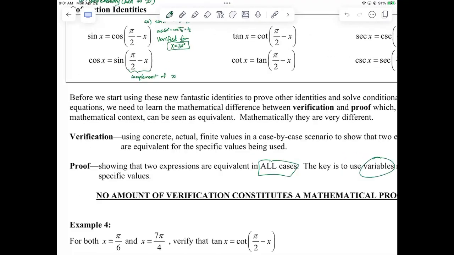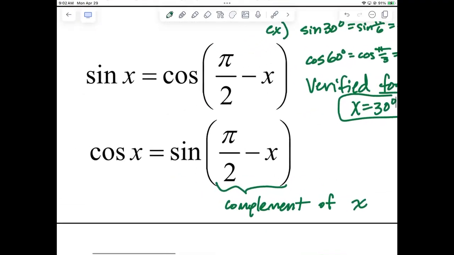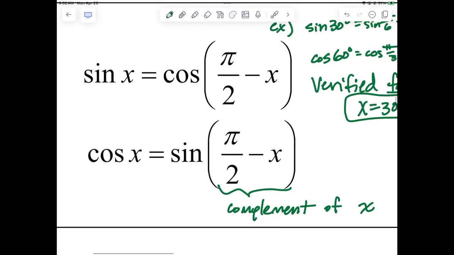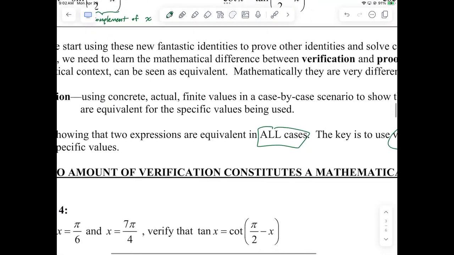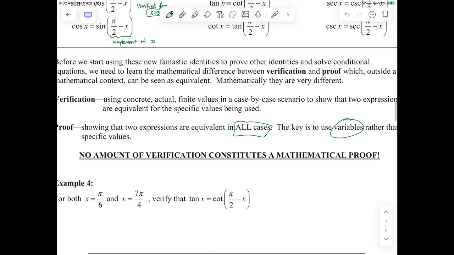I can verify that these identities right here are true for a gazillion numbers. I can create a list of angles that I've tried out over the course of my lifetime, and it numbers into a gazillion. Is that even a number? I don't even know, but it's a huge number. That doesn't prove that these work for all angles. It only proves that it works for those specific gazillion numbers that I've tried it out. Okay? No amount of verification constitutes a mathematical proof.